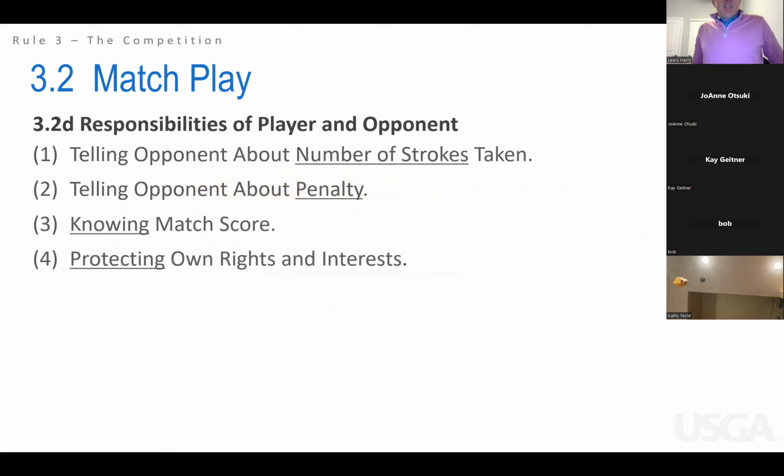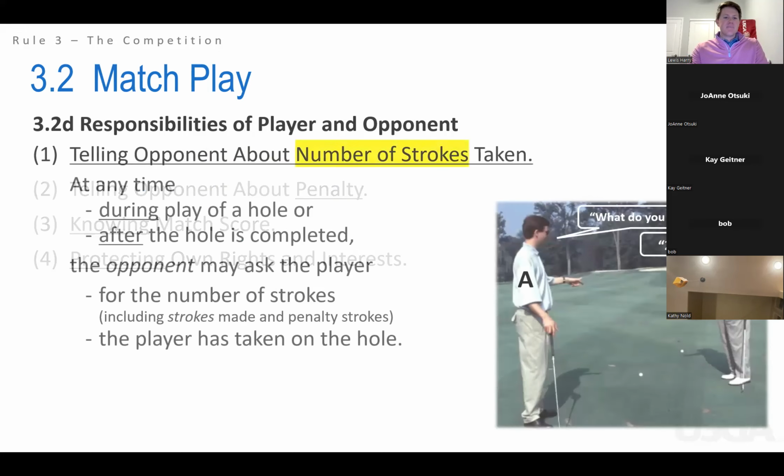A couple of responsibilities in match play between the player and the opponents. Again, we have to tell the opponent the correct number of strokes taken. It's our responsibility to tell opponents about any penalties we get. We got to know the match score. And like we mentioned earlier, we have the ability to protect our own rights and interests in match play.